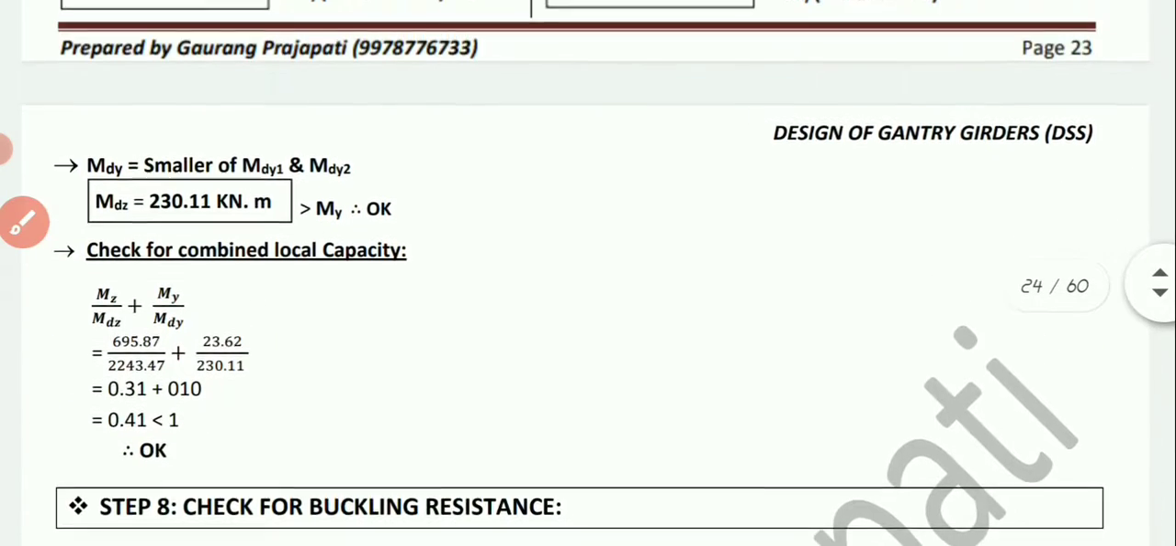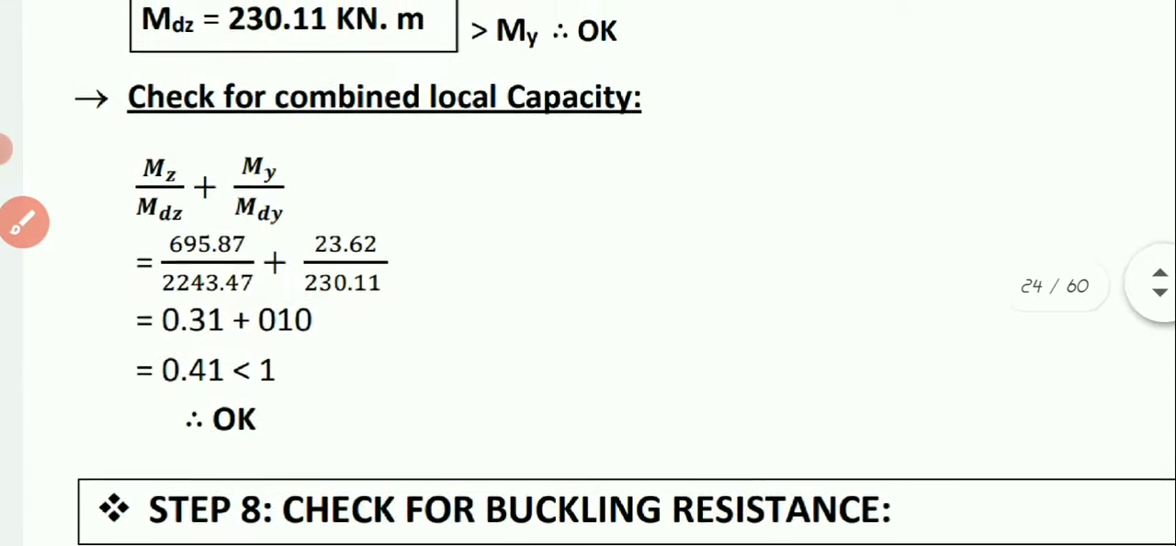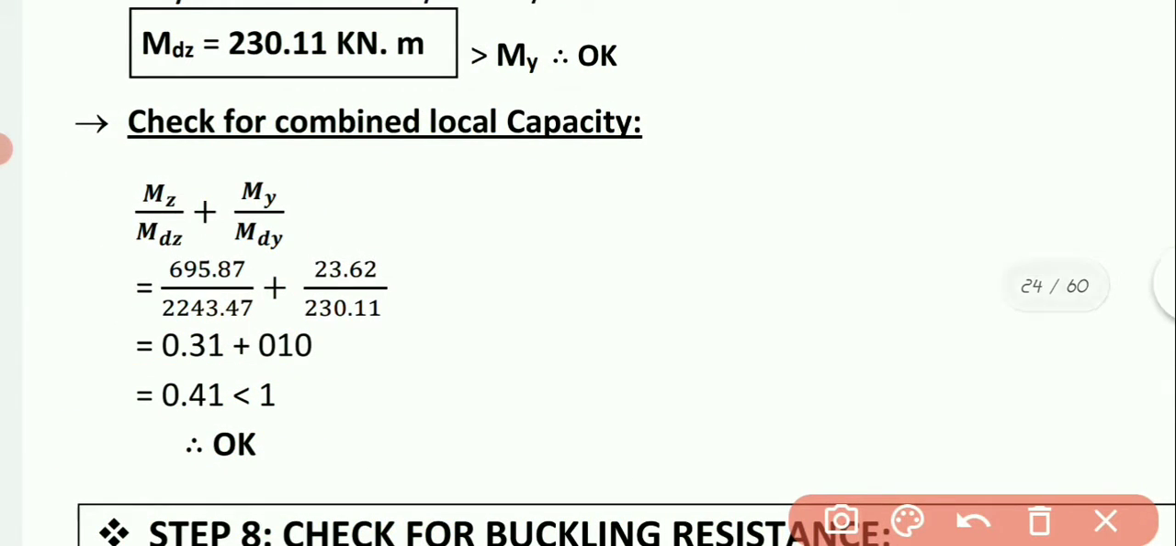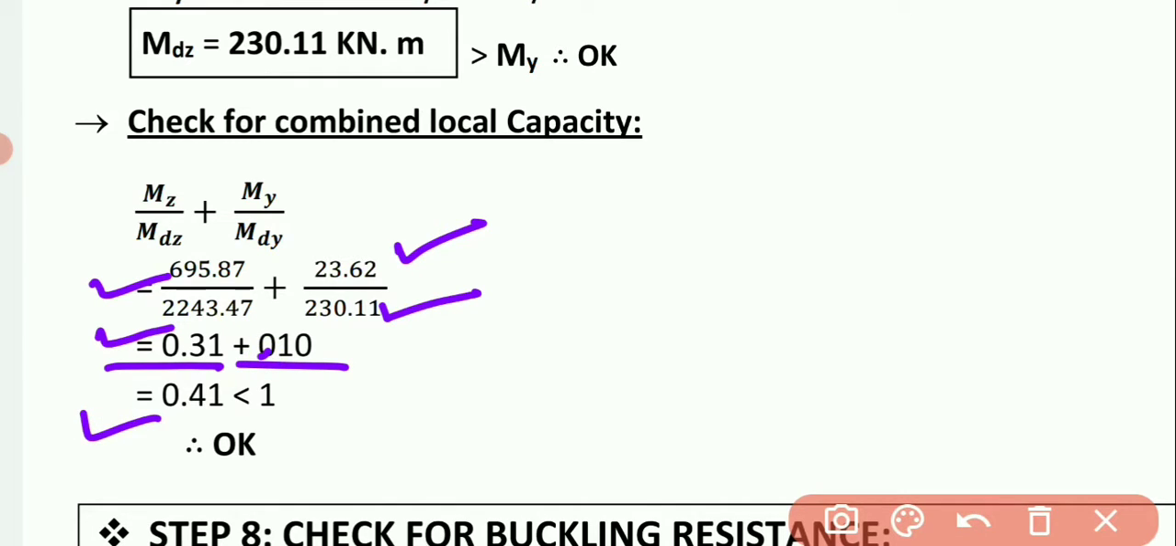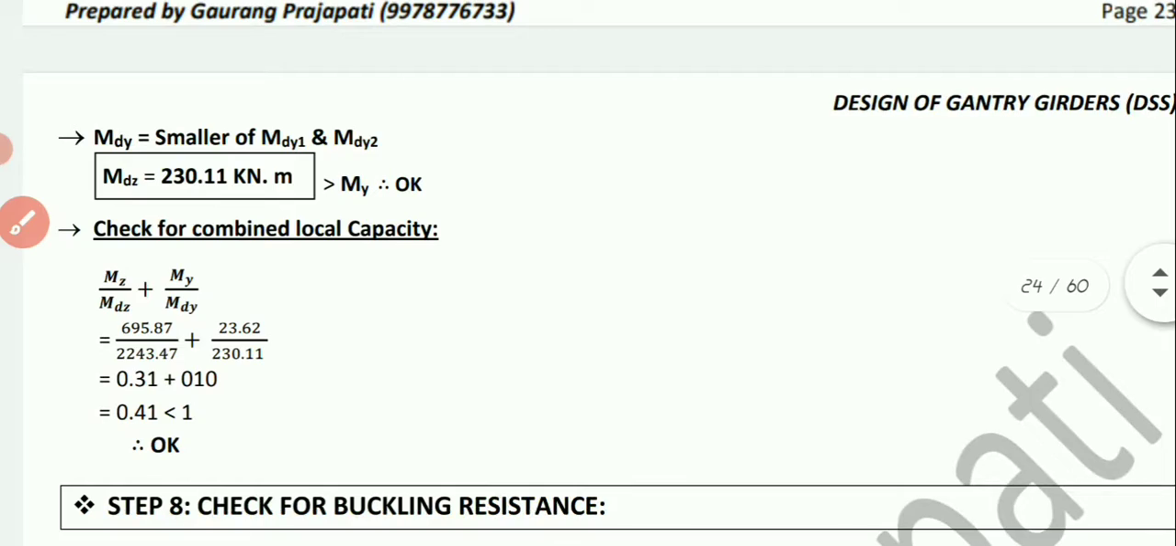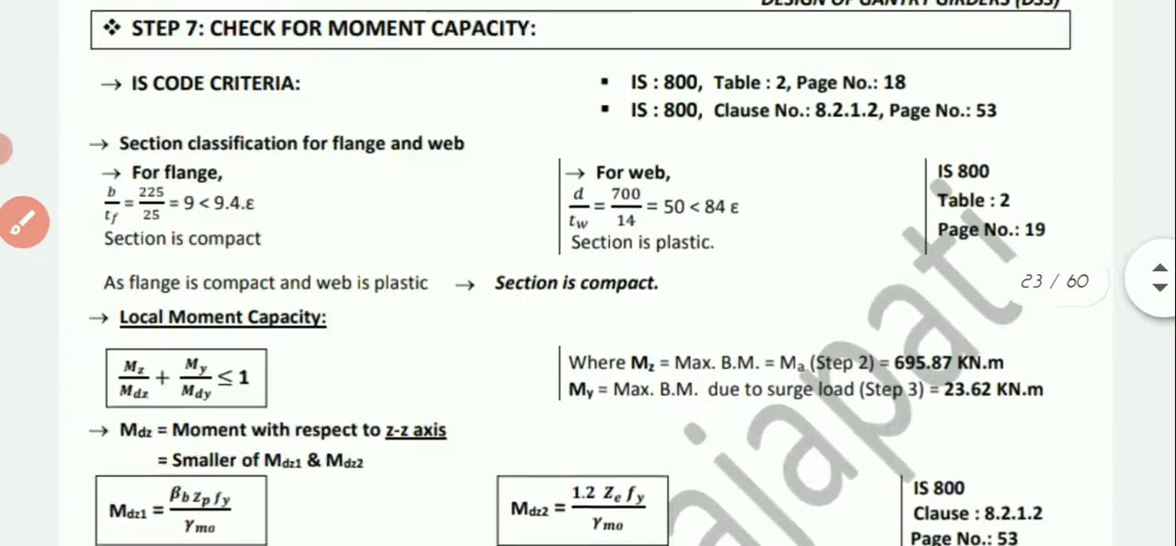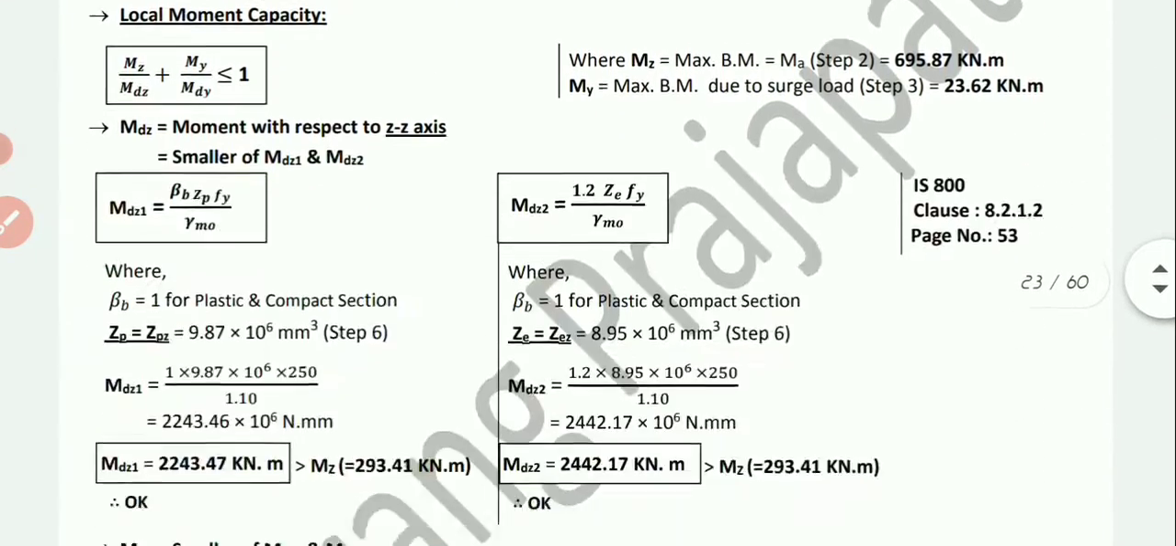Clear? Finally, let's put down the values: Mz 695.87, MdZ 2243.47, My 23.62, and MdY 230.11. By simplifying the terms we get 0.31 and 0.10. So ultimately our answer will be 0.41, which is less than 1, hence okay, our conditions are getting satisfied. So that was step number 8, in which we carried out the check for the moment capacity.